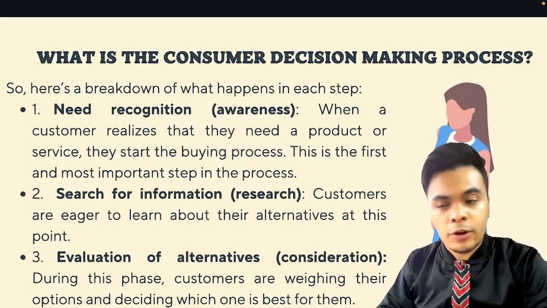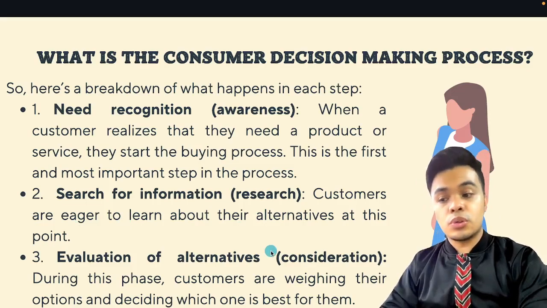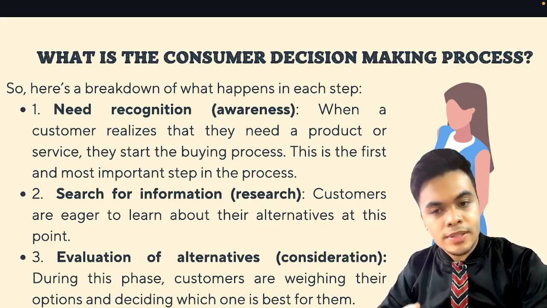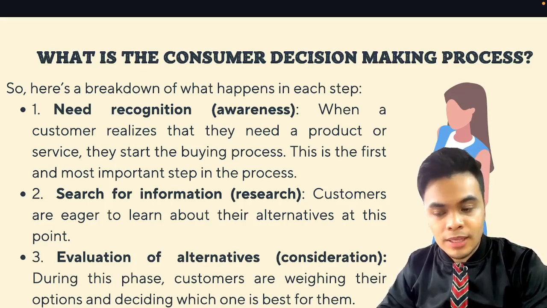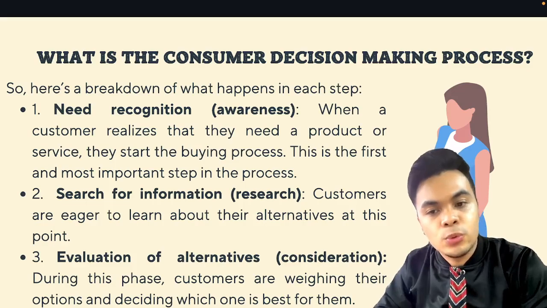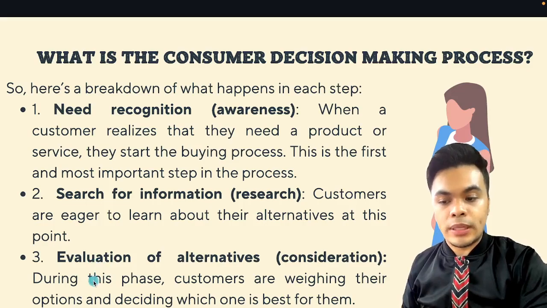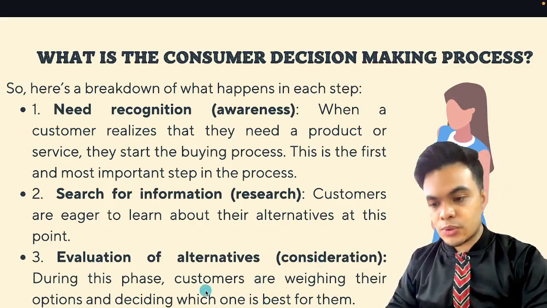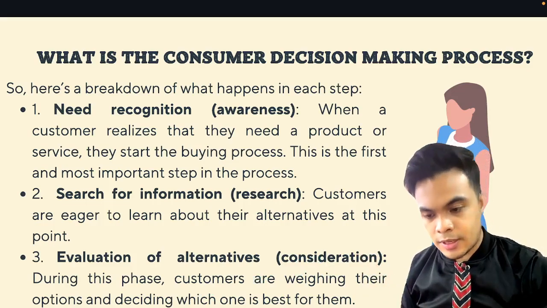After being aware of the need, we will now search for information, or research. Customers are eager to learn about the alternatives at this point. Now, you will be deciding on the specifics. What type of product should I buy? And the easiest way to research things we are planning to buy is of course through Google or the internet. After searching the information, we now evaluate the alternatives, or your consideration. During this phase, customers are weighing their options and deciding which one of the alternatives is the best.